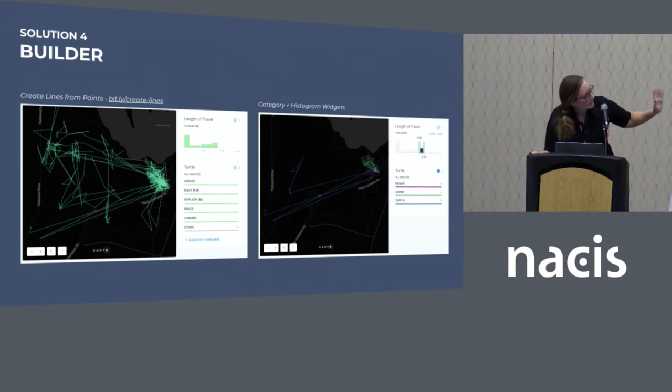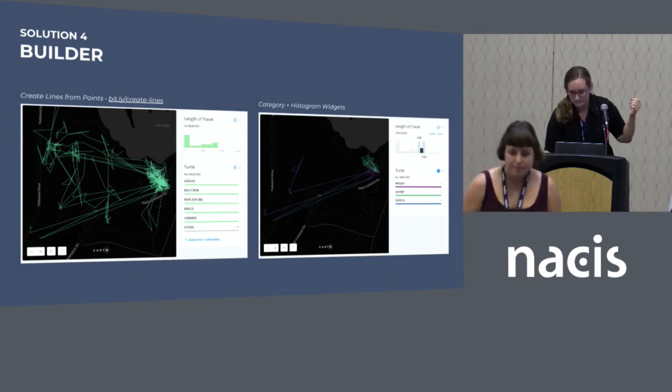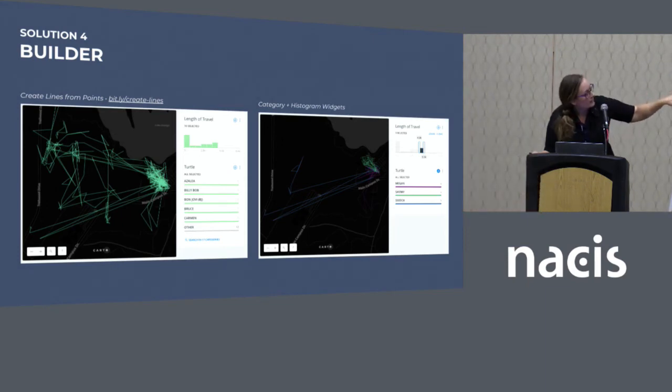So we do that through widgets, which are on the very far right. Because we have that number type column, I've created a histogram widget at the top. When you do that lines analysis, it automatically gives you a column with the length of that line, so you can create a histogram from that. And then I took that column of turtle names and made a category widget out of that.